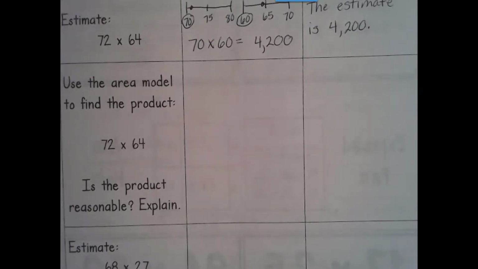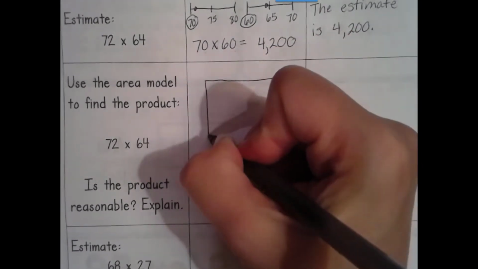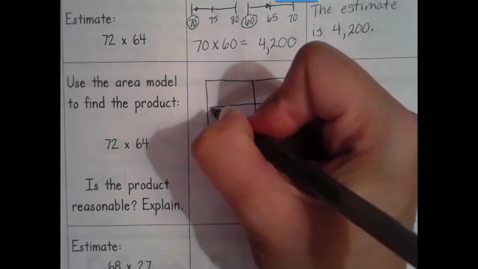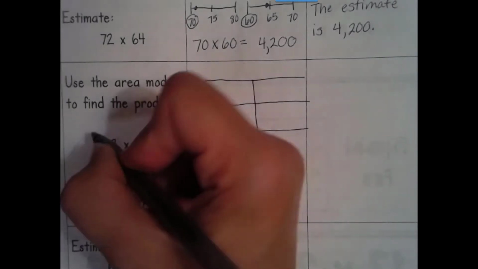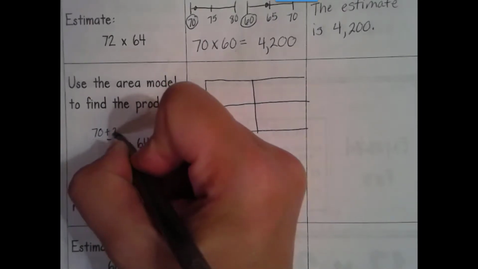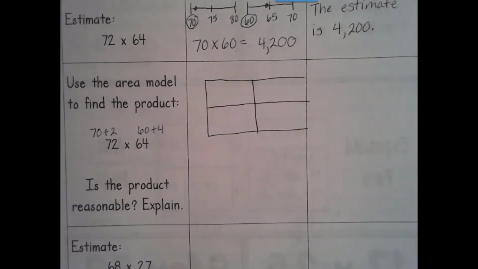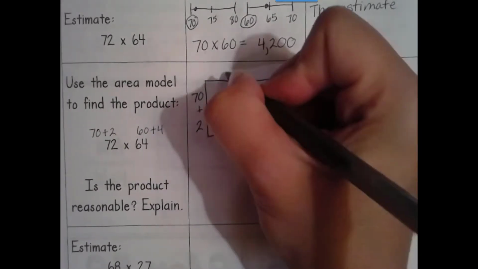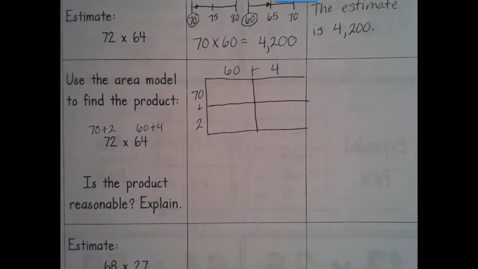All right, now we're going to use our area model. So we're going to draw our 4 squares, but the size doesn't really matter as much because we're not drawing base 10 blocks this time, like for our rectangular array. We're using the area of this rectangle to help us out. But we do need to break both apart. 70 plus 2 is that expanded form. 60 plus 4 is that expanded form. So I am doing 70 plus 2, 60 plus 4.